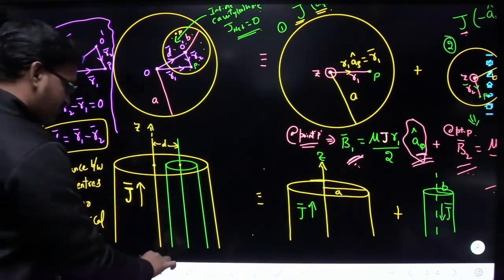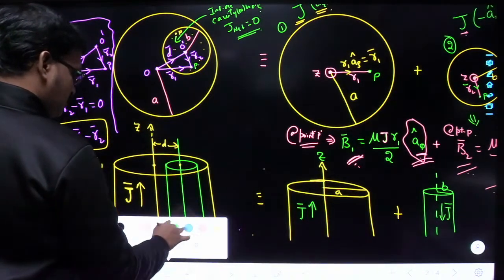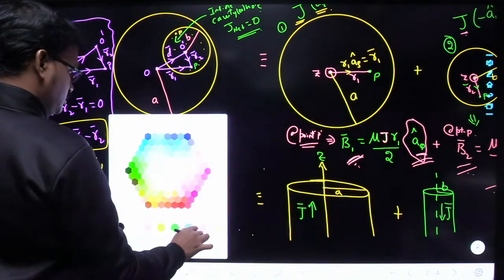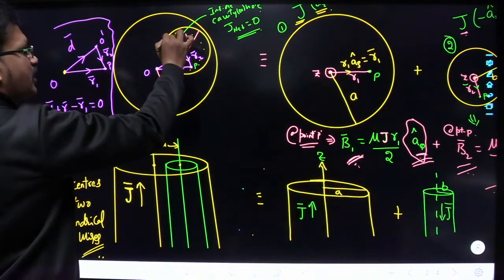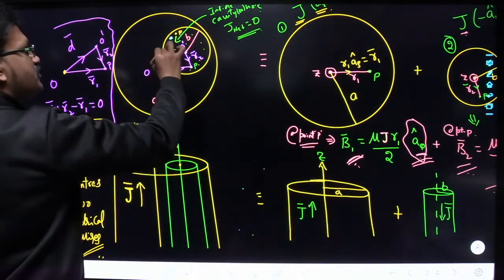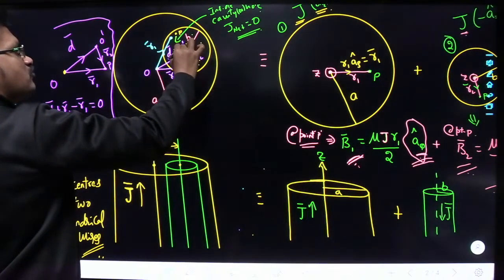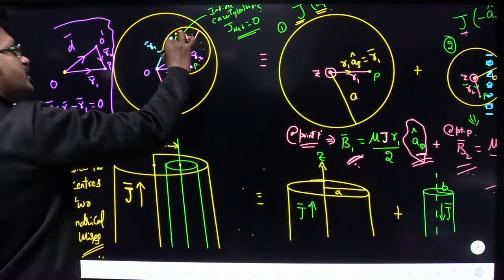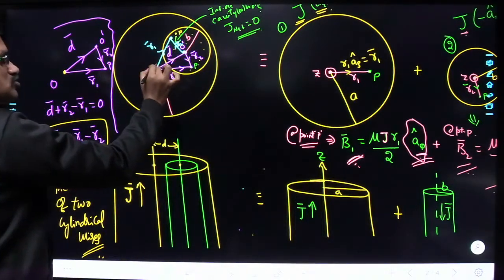See here. For example, let us assume some point here. Then the distance from here to here, I am considering as R1 bar, and the distance from O dash to this point, I am considering as R2 bar. So now also the vectorial sum around this closed path is equal to what?